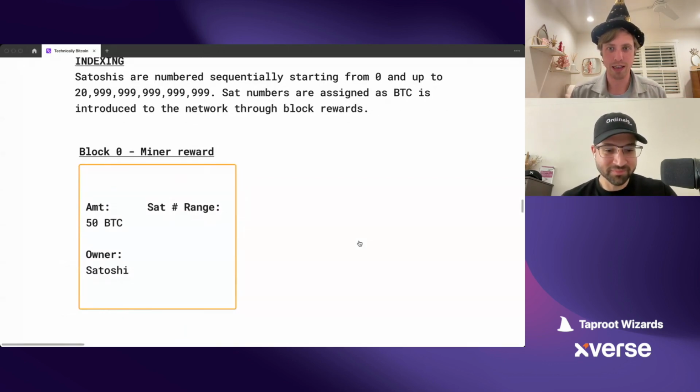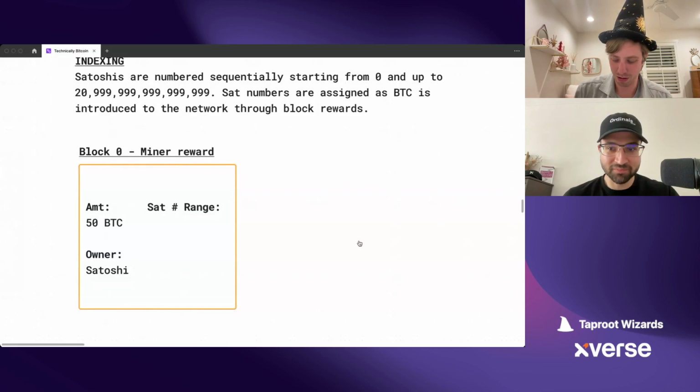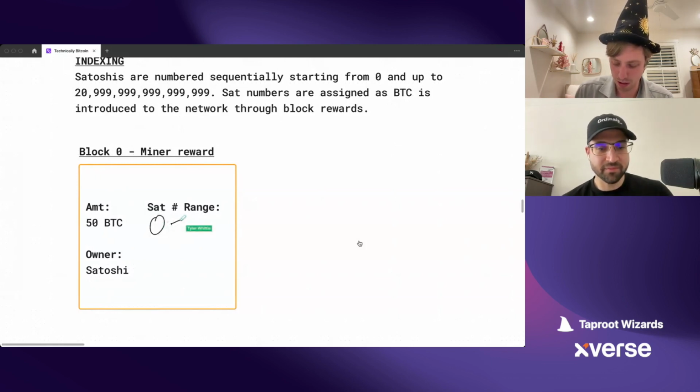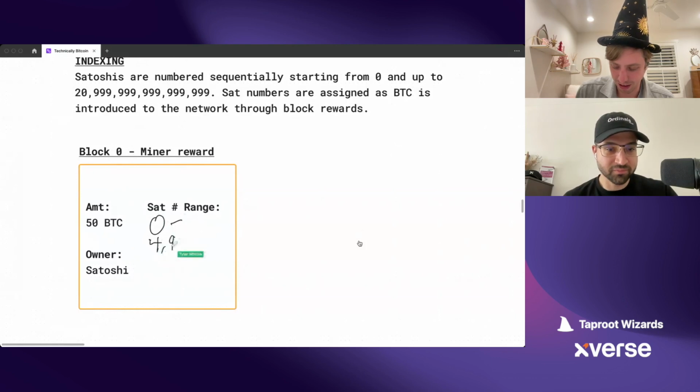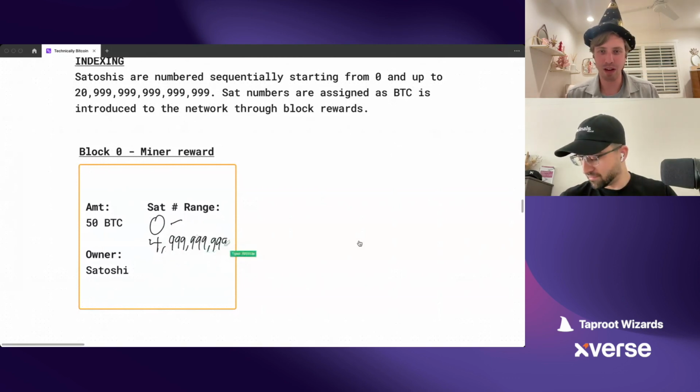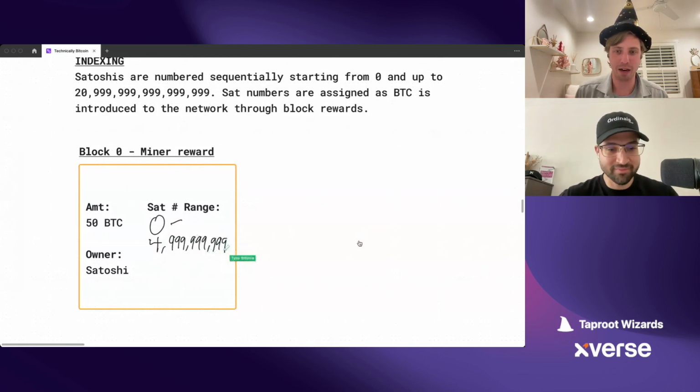What is the SAT range that's going to be on here? Well, the Ordinals Protocol says we're going to start at 0. The SAT range is going to go from 0 up to what 50 BTC is, which is 5 billion Satoshis. So we're actually going to go up to 4,999,999,999, because that's 5 billion minus 1, and we're starting at 0. And so very simply, that's how the SAT numbering began.